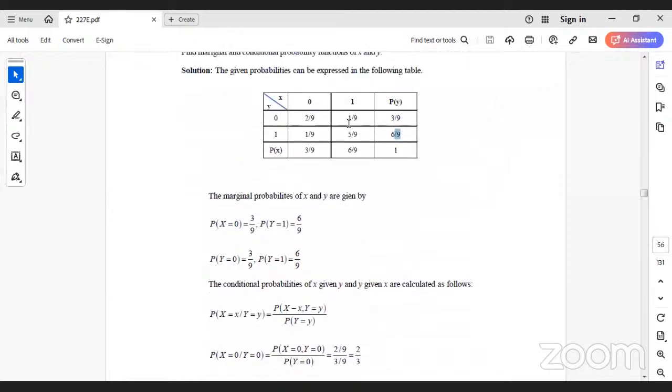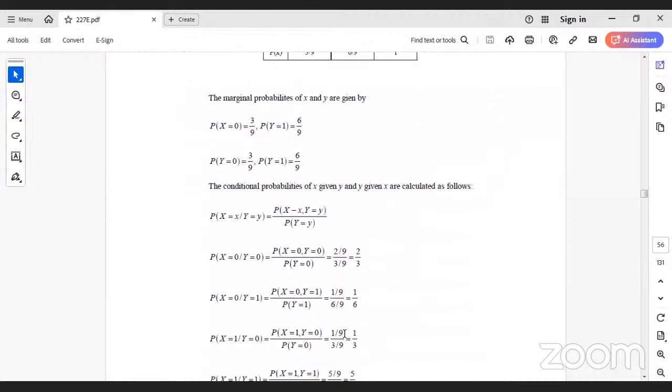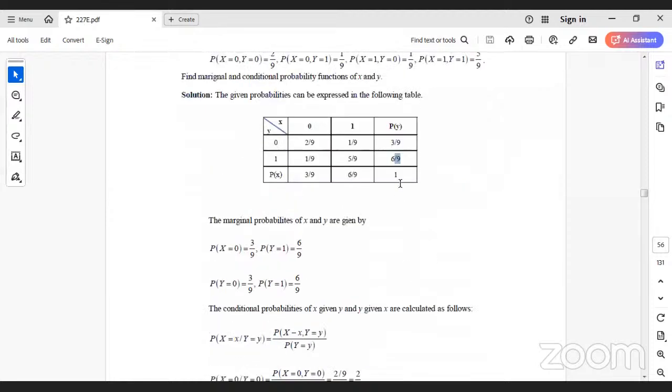Then x is equal to 1. We are taking 1 by 9 by 3 by 9. See here, 1 by 9 by 3 by 9, so it is 1 by 3.